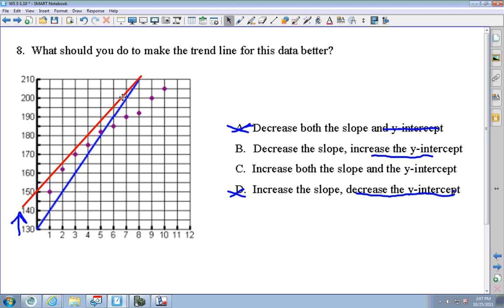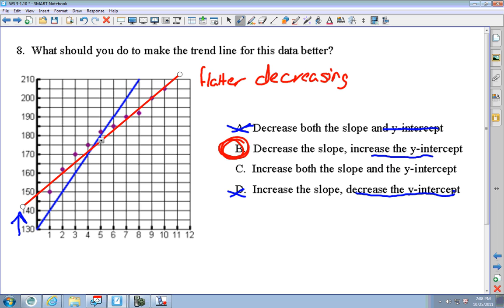Okay, so now, what am I doing? I've got to move this and I've got to shift it. I'm making it flatter. Remember, when I make it flatter, I am decreasing because I'm making it go closer to 0. So I should increase the y-intercept, but I should decrease the slope. So your answer should be B.